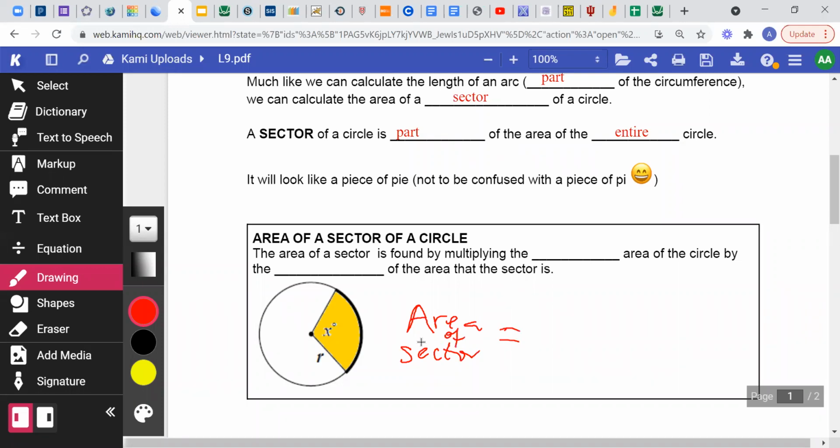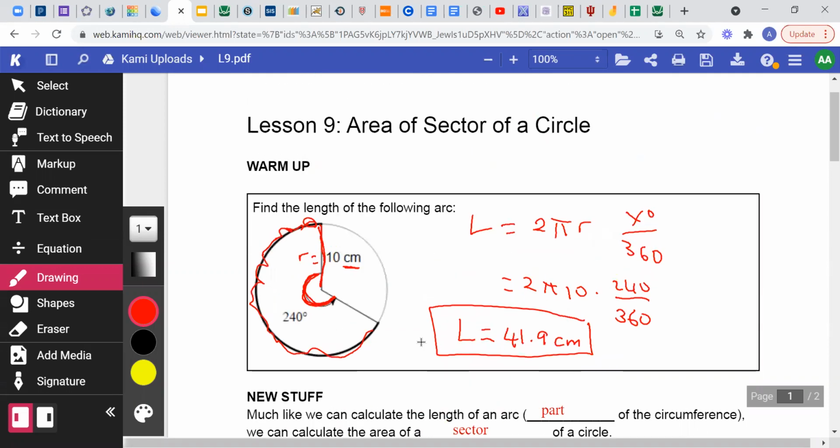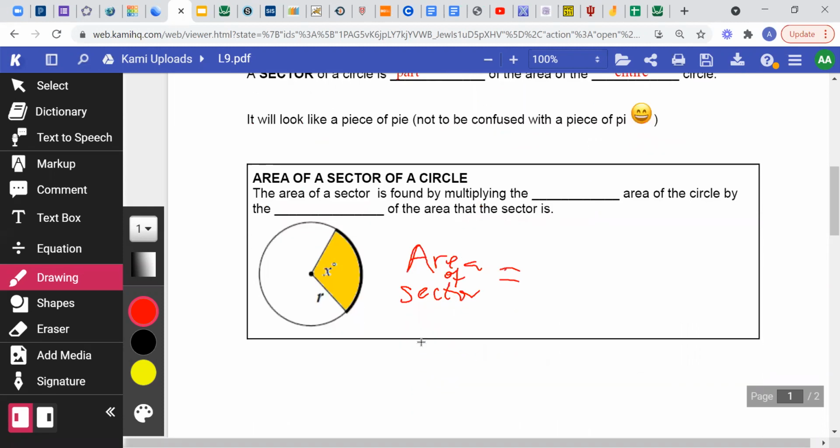Above here we use 2 pi r, where 2 pi r stands for circumference. So in terms of area, the formula for area is pi r squared, and then also x naught over 360. The x naught over 360 is the ratio of the area we want to calculate over the entire circle. So it's like part over the whole, okay?